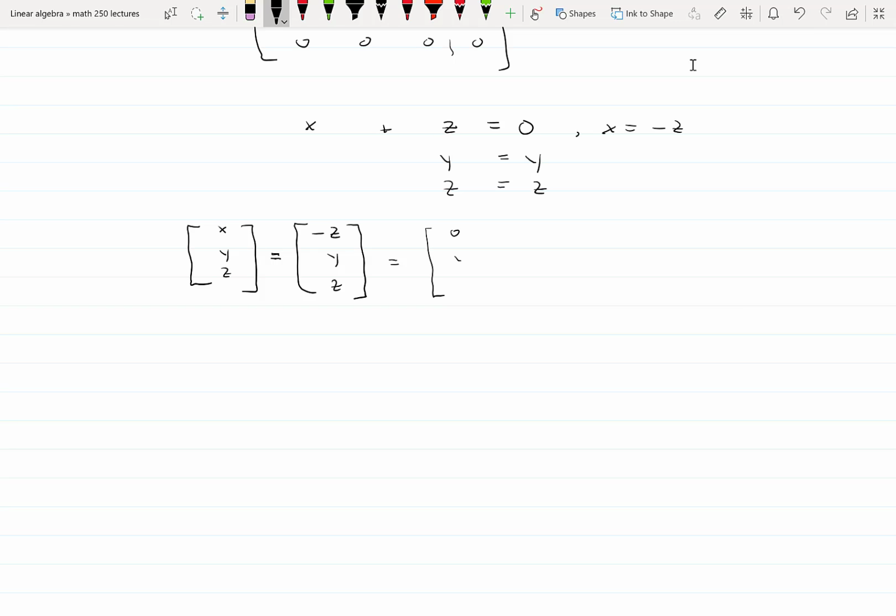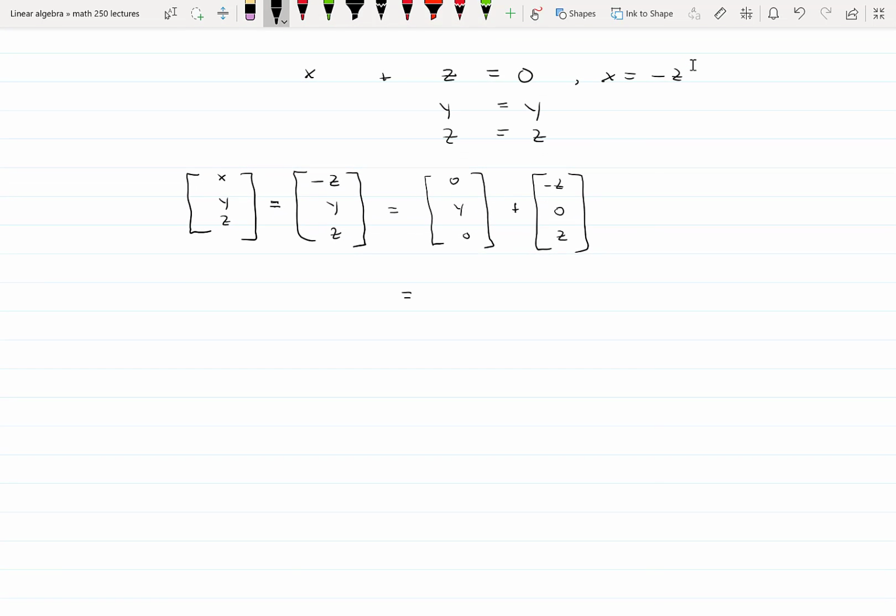I'll write this as 0, y, and 0 plus, just using the definition of our addition and scalar multiplication for this vector space, R3. I can factor out the y: 0, 1, 0. We've done this before. If this looks familiar, we've done this sort of thing before in chapter 2, chapter 2.4, I guess. Okay, so our eigenvectors are linear combinations of these two vectors.